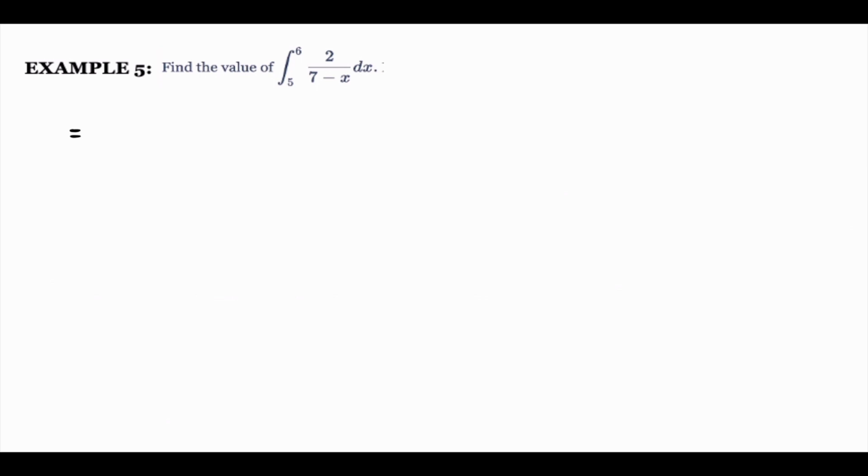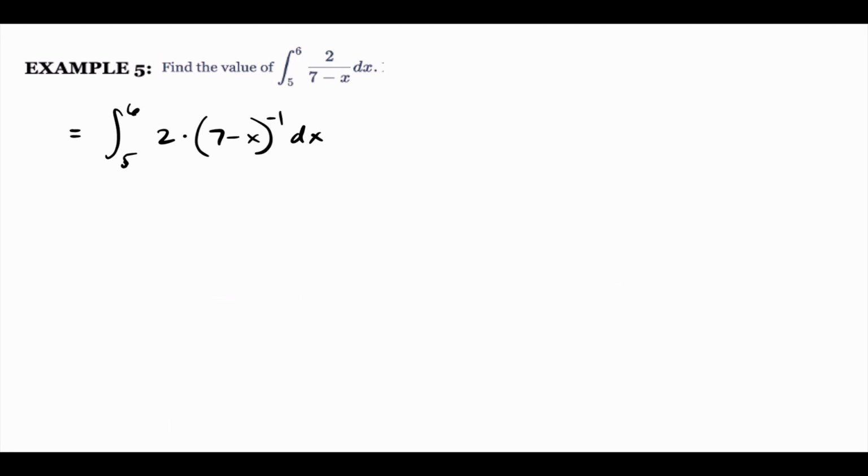So if I was doing this problem, what would I do first to find the antiderivative? Rewrite it. Good, rewrite it. No fractions. When we're doing antiderivatives, we don't like those. Okay? So we're going to rewrite it. So I have 2 times 7 minus x to the negative 1 power dx.